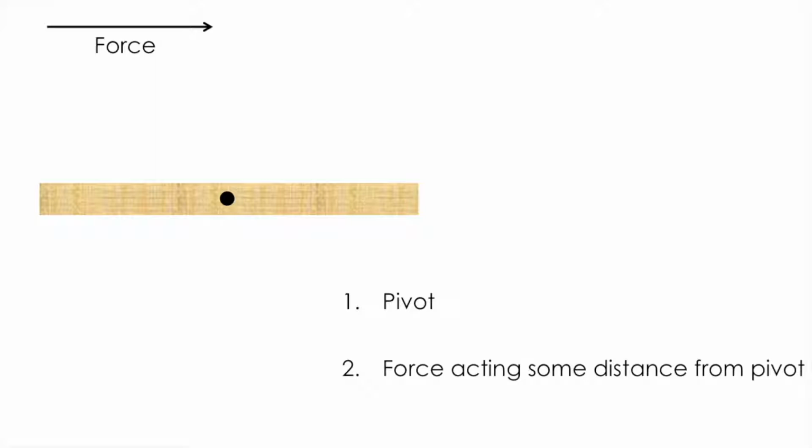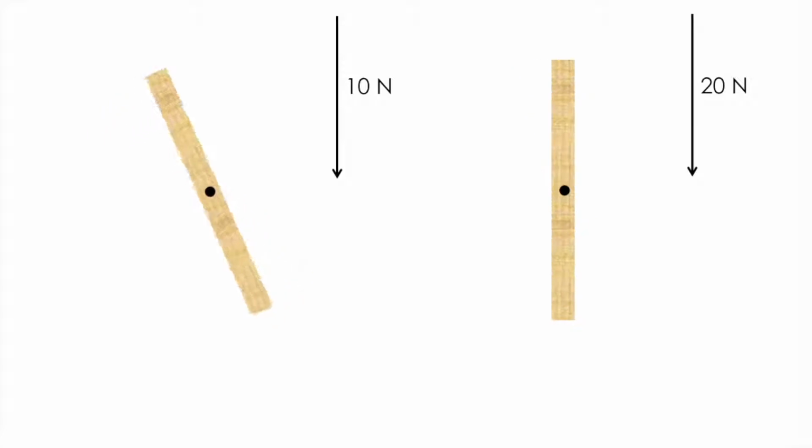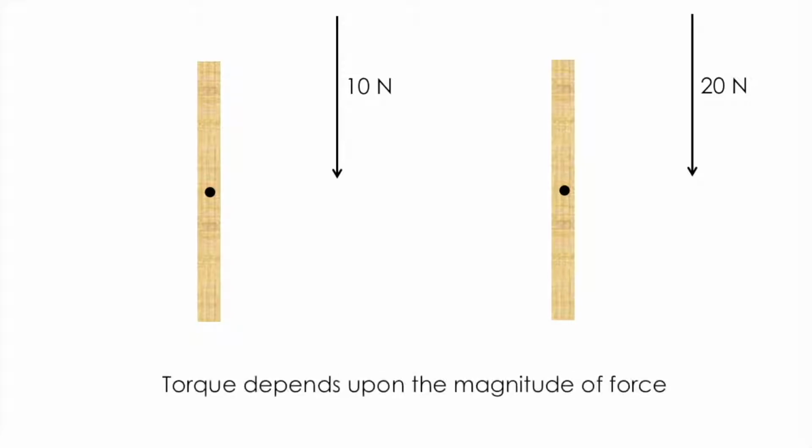So what does this torque depend upon? Here there are two planks and they will be acted upon by two forces of different magnitudes. Let's see what happens. We find that the torque is greater with a 20 Newton force, and therefore we can say that torque depends on the magnitude of force.